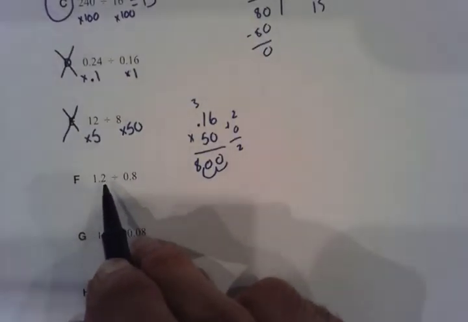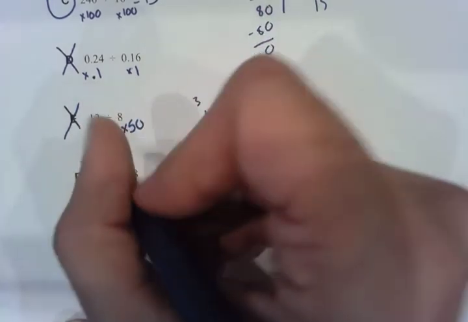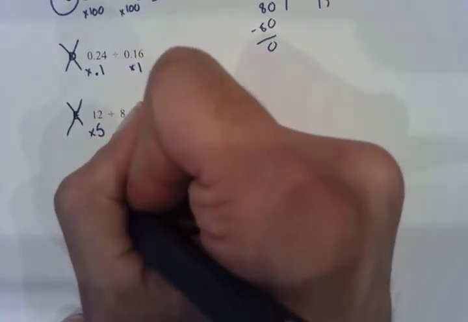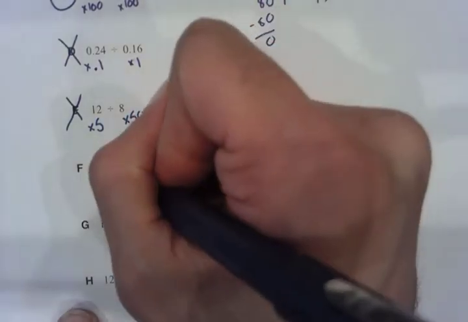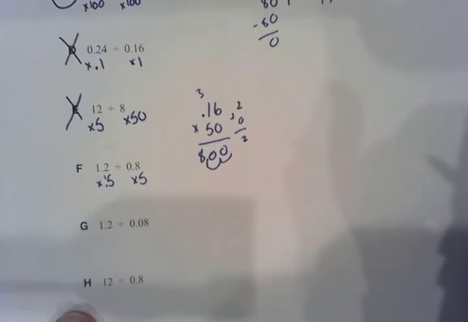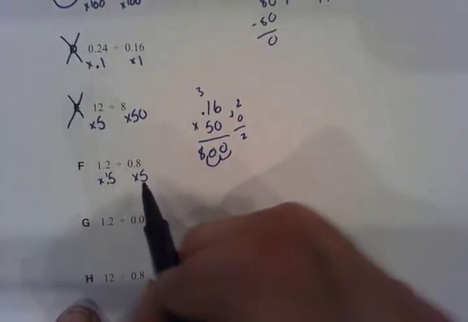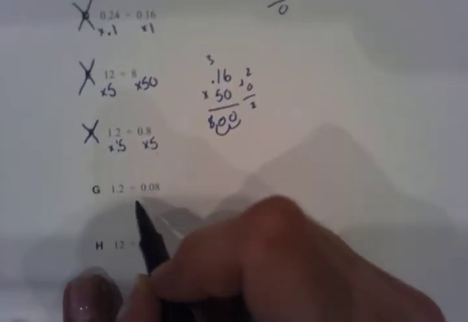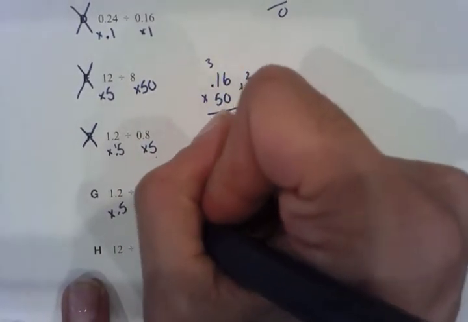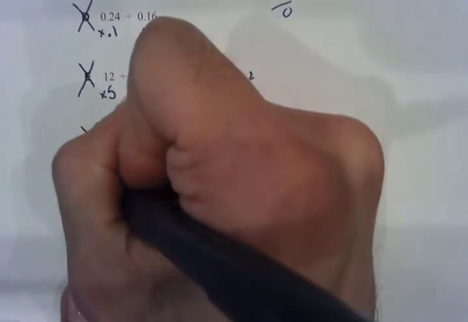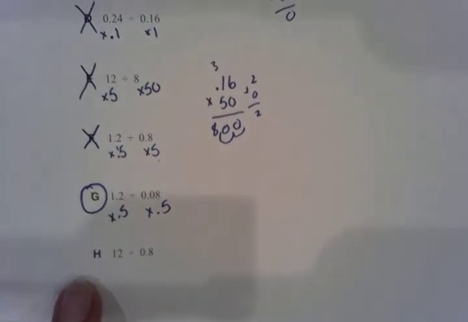I see here they multiplied the number by half, or 0.5, because 1.2 is half of 2.4, but here they multiplied the number by 5. So 0.5 and 5 are not the same numbers. So F does not work either. So what about this one? Here, they multiply the number by 0.5 once again. And here, they also multiply the number by 0.5, making G an equivalent expression.